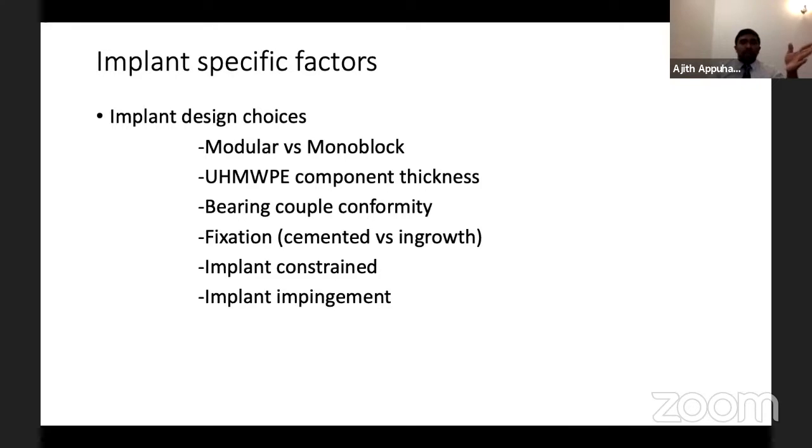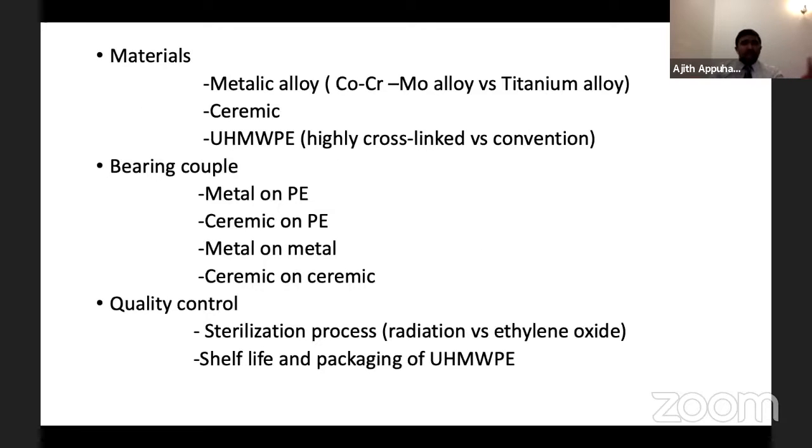Then go to the implant factors. The implant design choice, whether it's modular or monoblock. If it's modular, strain is high, there's a high chance of producing wear. And the thickness of the polyethylene, the bearing coupling and fixation, how constrained, and implant impingement, those are all implant factors. And what type of material we are using, whether the polyethylene is highly cross-linked or conventional, metallic alloy or ceramic, those affect implant loosening.